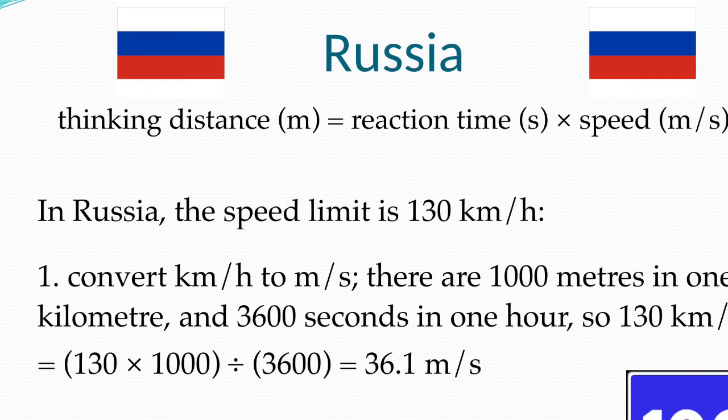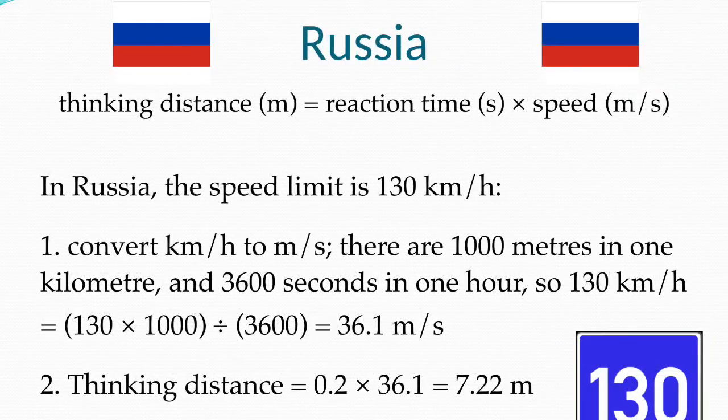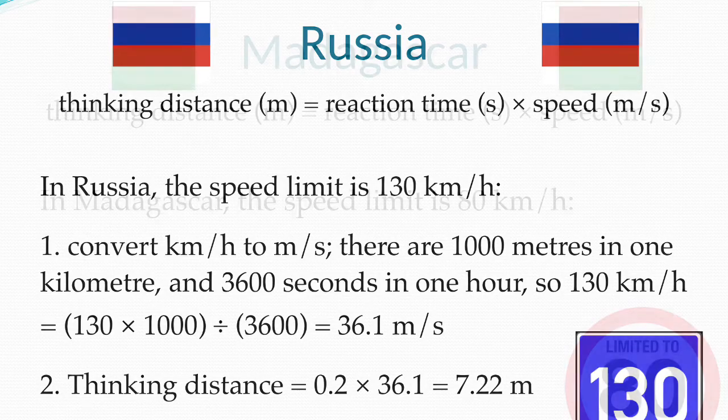To convert 130 kilometers per hour into meters per second, you need to first of all times it by 1,000 to go from kilometers to meters, and then divide by 3,600 to go from hours to seconds. That would give you 36.1 meters per second. Now to find a thinking distance, you just times reaction time of 0.2 seconds by the speed of 36.1 meters per second to give a thinking distance of 7.22 meters.